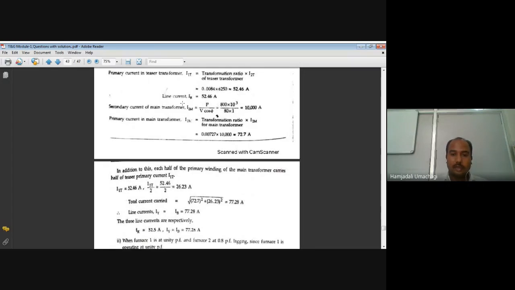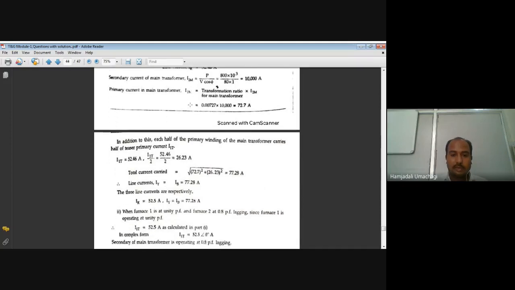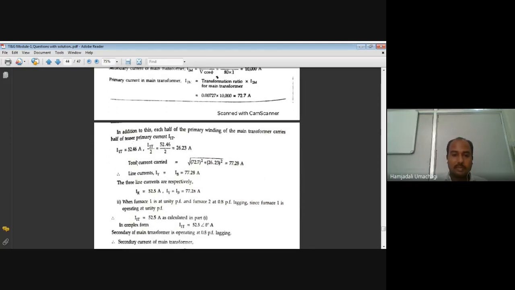So after calculating line current, the remaining two parameters are the current through phase Y and the current through phase B. The formula for the current through phase Y and phase B is the square root of I1M squared plus half of I1T, whole squared. First let us calculate half of I1T. Half of 52.46 is 26.23.